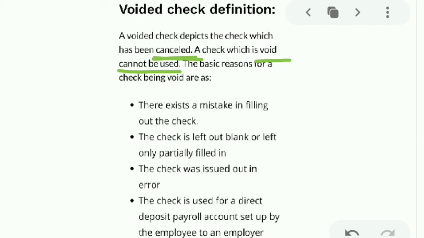The basic reason for a check being void, the reason why a check becomes void, is that there is a mistake in filling out the check. There exist some mistakes while you fill up a check. The check is left blank or left partially filled up. Either you leave the check partially filled up or fully blank. The check was issued in error. There was some error while issuing a check.